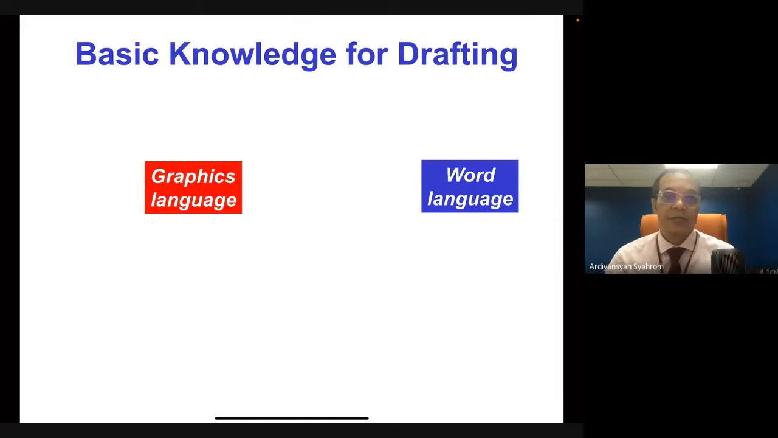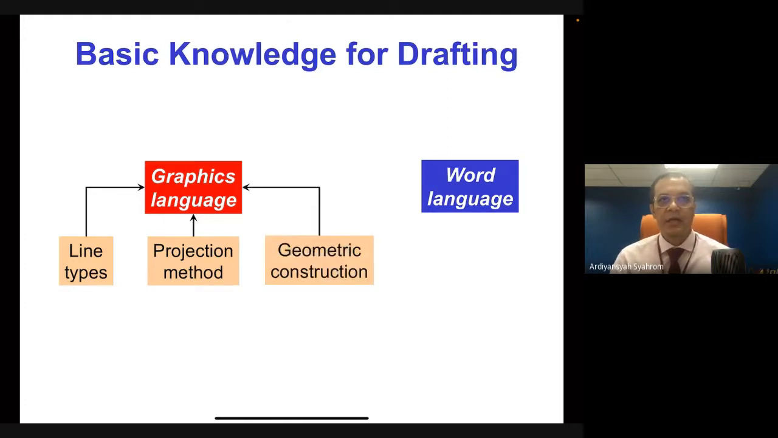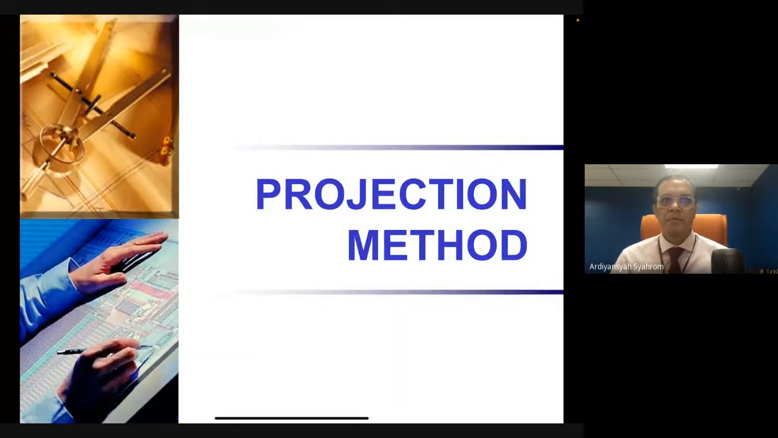Basic knowledge of drafting: graphics and words language. Line types on the graphic, projection method, and geometry construction are part of graphic language. Lettering. Then we move to projection method.